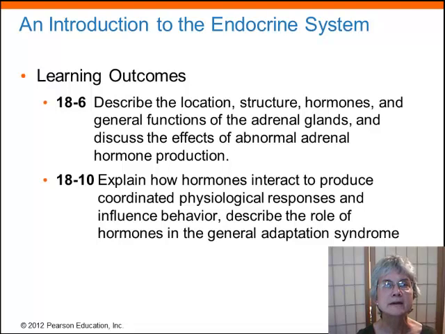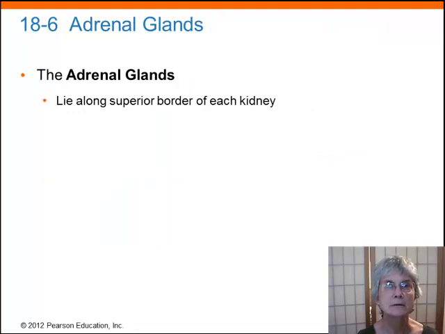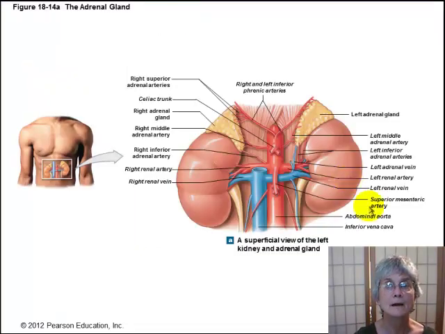Welcome back. In this lesson we're going to learn about the adrenal and pancreas glands. The adrenal glands sit adjacent to each kidney. In this figure you can see the location of the right and left adrenal glands. Please notice how good their blood supply is, very typical for an endocrine organ.